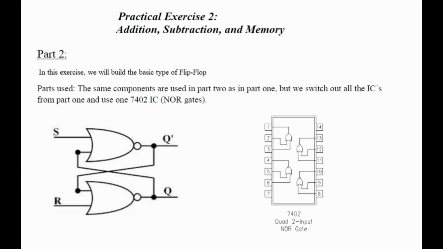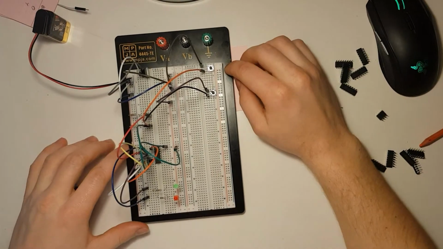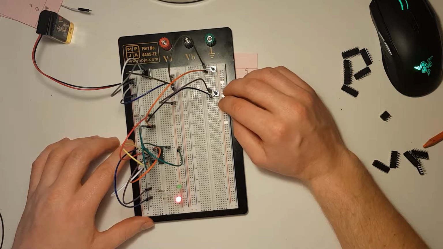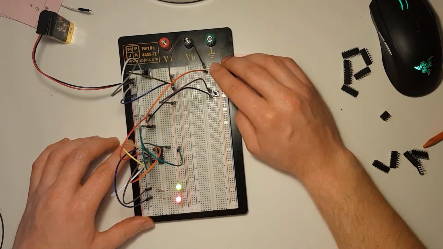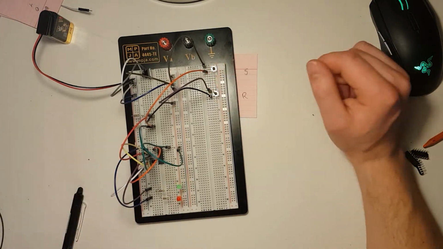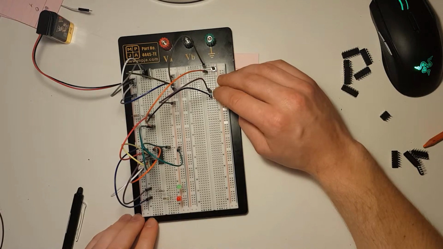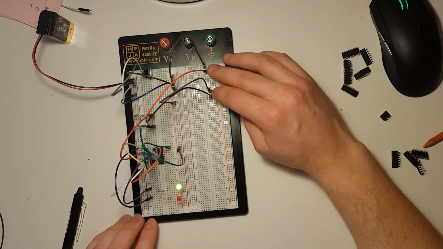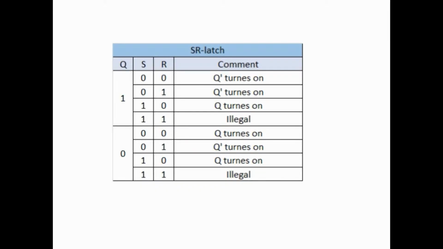The SR latch is a sequential circuit, meaning that its output not only depends on the latest input, but also on earlier inputs. The SR latch consists of two NOR gates and takes two inputs and returns two outputs. The name SR latch is based on the input variables, which are called set and reset. The outputs are Q and Q complement. And here are our results from the SR latch.